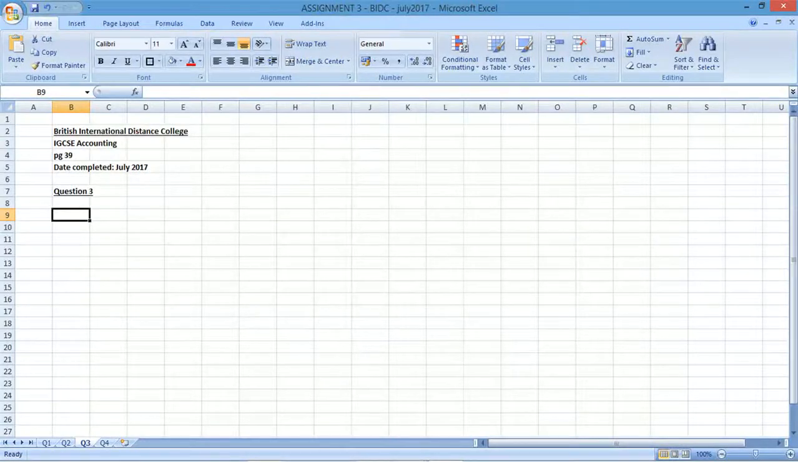Question 3 has A, B, C, D, and they've asked you to name one accounting concept which is being observed when a provision for doubtful debts is maintained. Then B, explain the difference between bad debts and provision. Okay, so these are all theory questions. Let's start with the first one, Question 3A. They say, name one accounting concept which is being observed when a provision for doubtful debts is maintained.